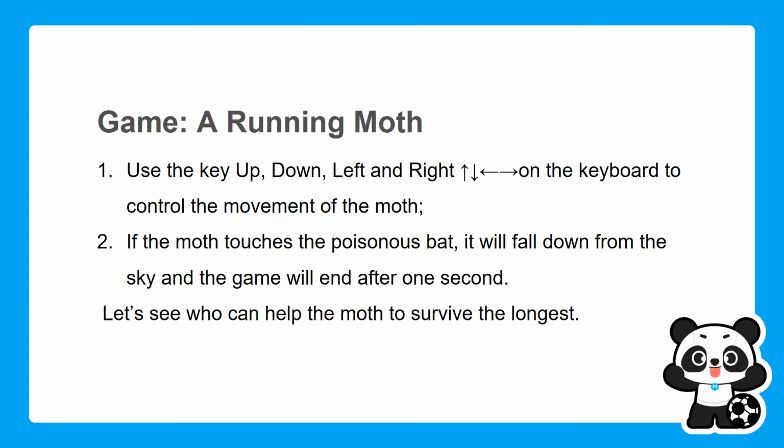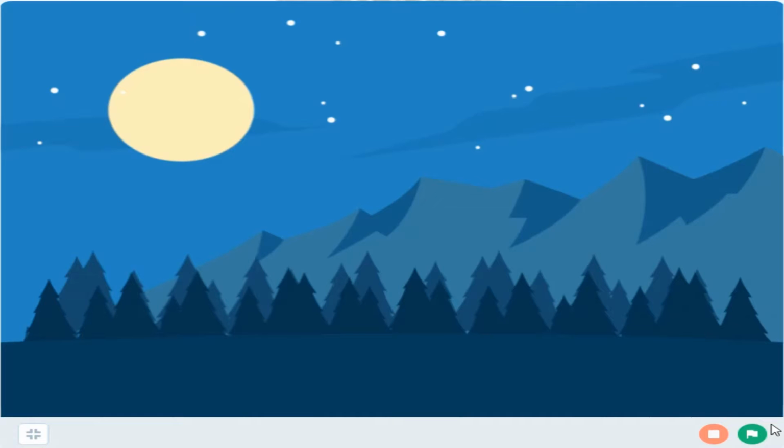The rules of the game are as follows. Use the key up, down, left and right arrows on the keyboard to control the movement of the moth. If the moth touches the poisonous bat, it will fall down from the sky and the game will be over in 1 second. Let's see who can help the moth survive the longest. To show you how it works, I have taken a short video of me playing the game.